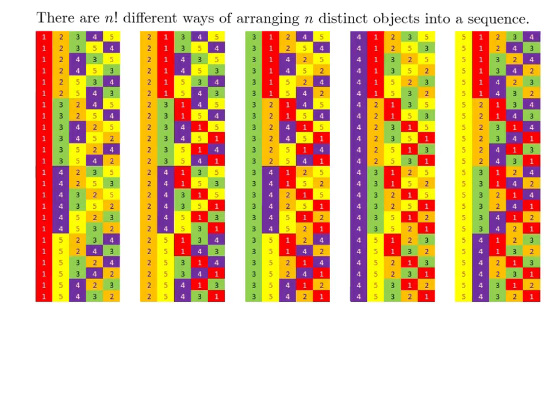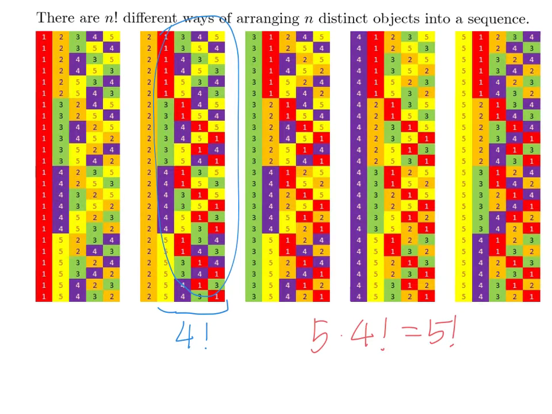When we have 5 objects, we have 5 choices to select which one to be the first object. And if we choose one object as the first one, maybe we choose 2 as the first object, then we have 4 objects left. And there are totally 4 factorial, that is 24 different arrangements of these remaining 4 objects. Because we have 5 different choices for the first object, there are totally 5 times 4 factorial, that is 5 factorial arrangements to arrange 5 objects, that is 120.